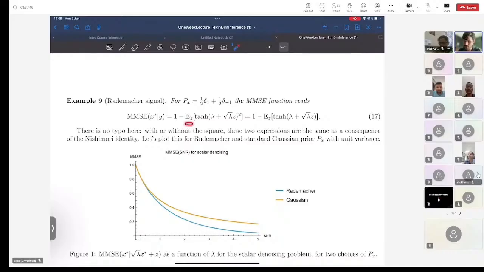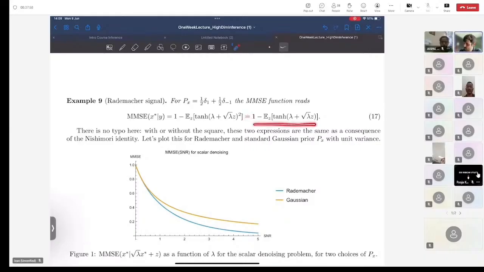It remains an integral with respect to a Gaussian variable z. And it is the following. It's 1 minus expectation of the hyperbolic tangent of the SNR plus square root of the SNR times this noise, to the square. And here you see it looks like I've done a typo. I'm writing an equality, and I have the very same formula, but there is no square here. This is not a typo. This is actually a consequence of the Nishimori identity. So if you do things correctly, you would realize that these two things are equal, and this is a basic simplification implied by this Nishimori identity I discussed before.